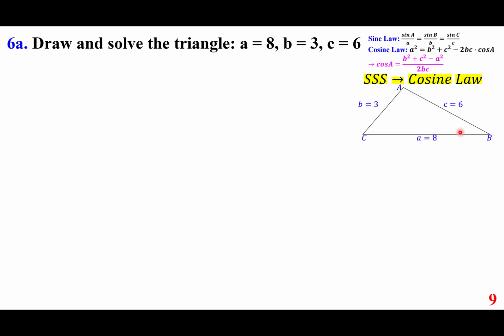So we are going to do a drawing. Again, it may not be to scale. a is 8, b is 3, c is 6, and those are the opposite angles, A, B, C. And so when you have this cosine law, you can move the minus 2bc cosine A to the left, make it positive, move the a squared to the right, make it negative, and then divide by 2bc to get cosine A. That is the fastest way to get to the angle. So we are going to use this formula.